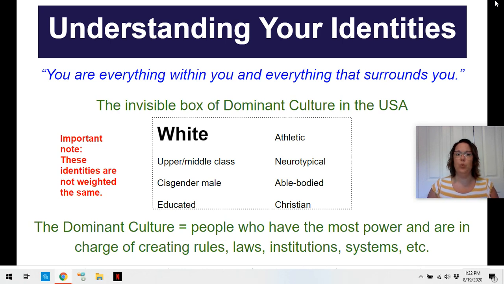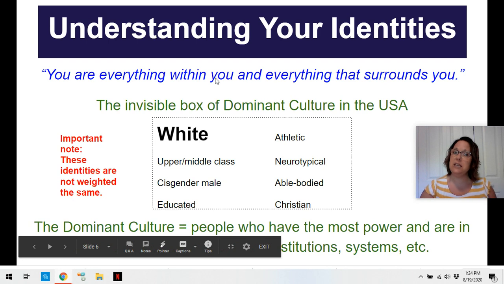But you'll notice that I made white large and bold, because if you see the note, it says the identities are not weighted the same. You can be all of these things except white, and a white person who is none of these identities except white will have more access and power. And we'll get more to that and what that looks like and how that can be used for good. But it is a fact in our country that if you are white, that is a powerful identity to have, as far as being able to have access to things, as far as having barriers removed from your life, and for having say and being in charge of creating rules, laws, institutions, and systems. And that is not to say that being white equals easy life, but we will get into that later.